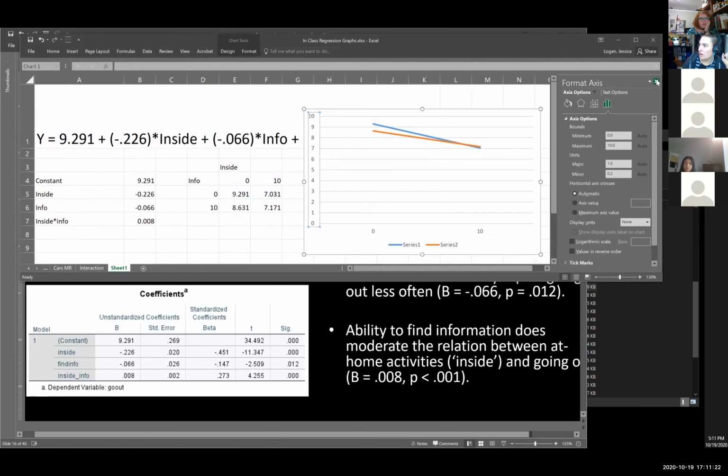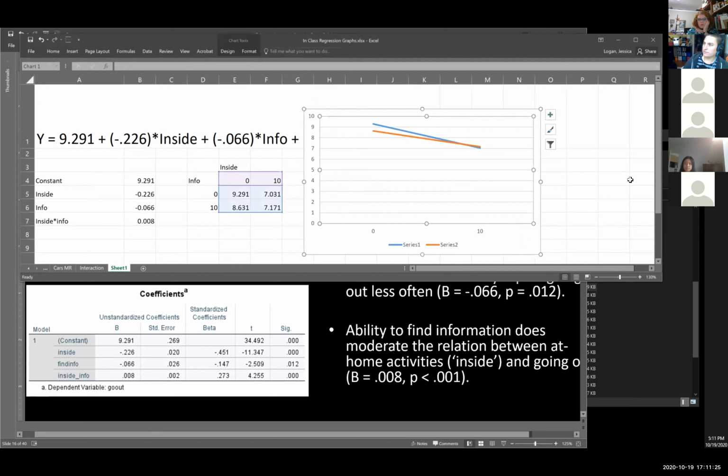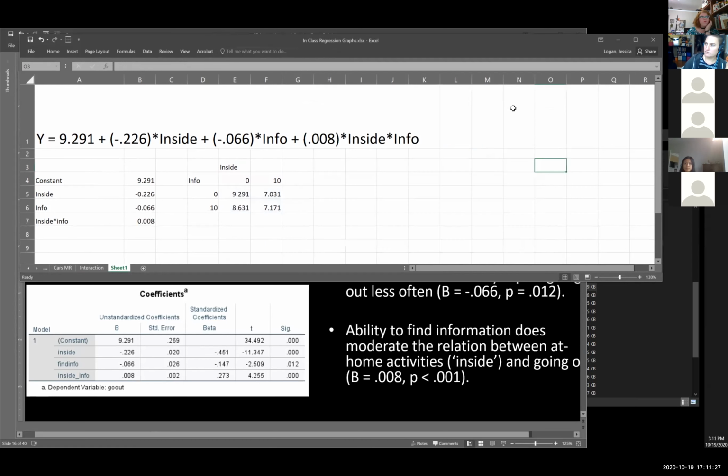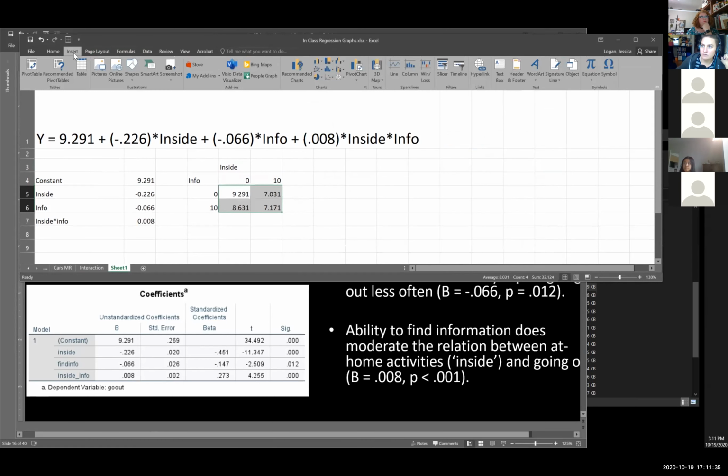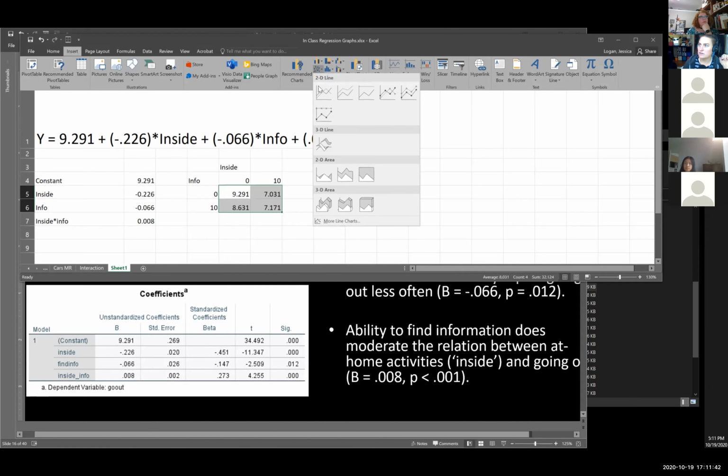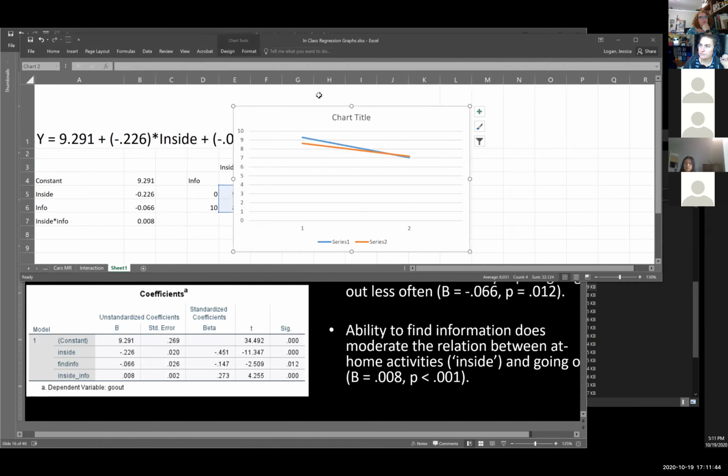Oh, you missed how to create the graph. I'll show you. Watch this. Highlight the values you want to make a graph from and click Insert. And then there's this little guy that's a line chart. Line chart. And then it just shows up. I'm going to get rid of this guy.